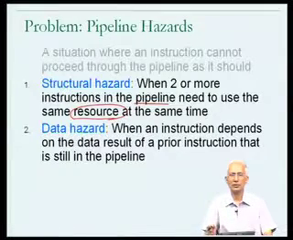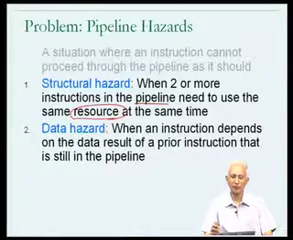We'll see more about structural hazards shortly. The second kind of hazard which the architect and the programmer has to worry about is something called the data hazard. It relates to the data that the instructions of the program are manipulating, and it describes a situation where an instruction depends on the data result of a prior instruction that is still in the pipeline.